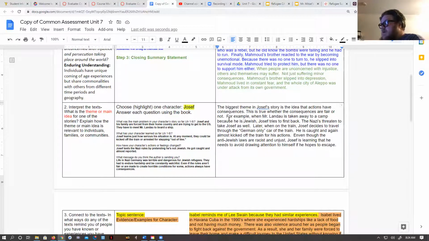So remember, my theme is that actions have consequences. So here's the question. What is the theme or the main idea? Explain how the theme or main idea is relevant to individuals, families, or communities. So give the theme, give evidence to back it up, and then tell how it connects to us. What can we learn from that?